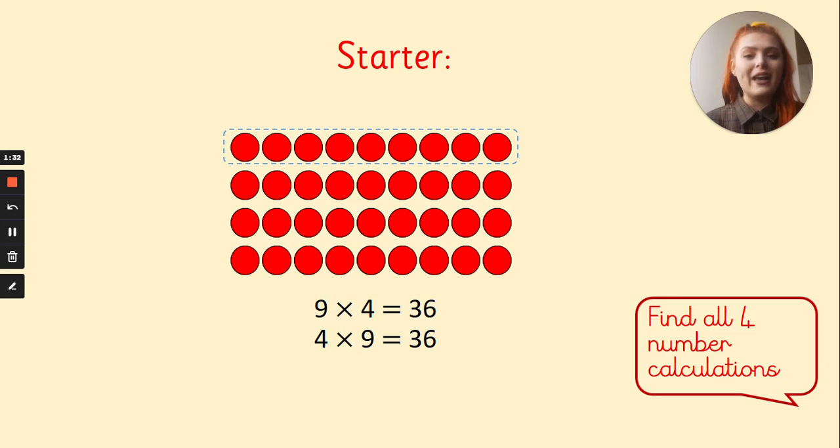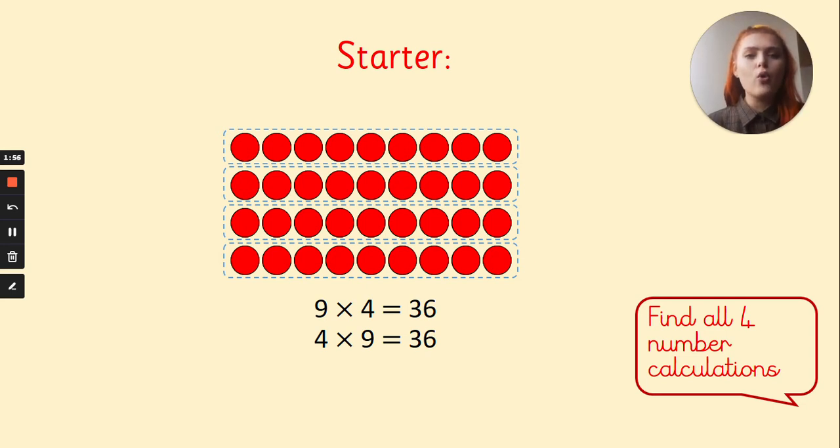I could divide my 36 into rows of 9. So if I group them together, that is one group of 9 that I've made. And then I've made another 3 groups of 9. So altogether I have 4 groups of 9 that I can make with my 36. So I could say 36 divided by 9 equals 4 groups.